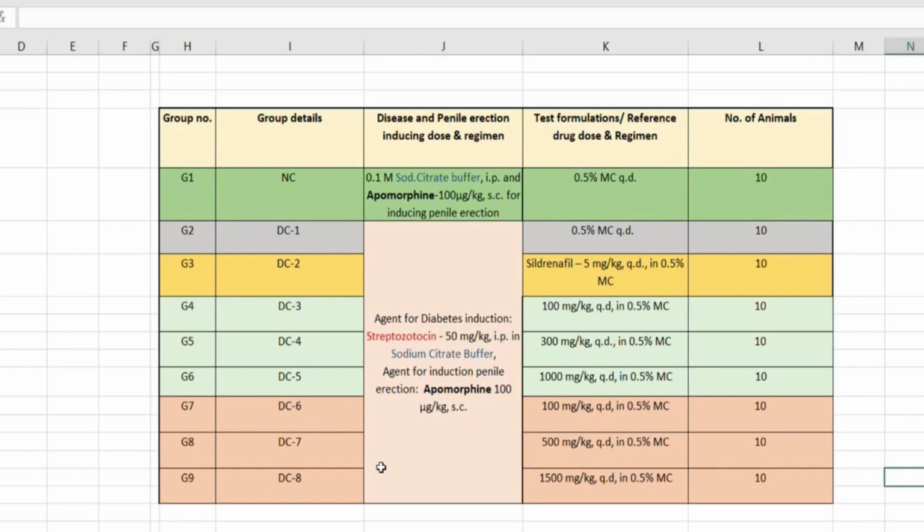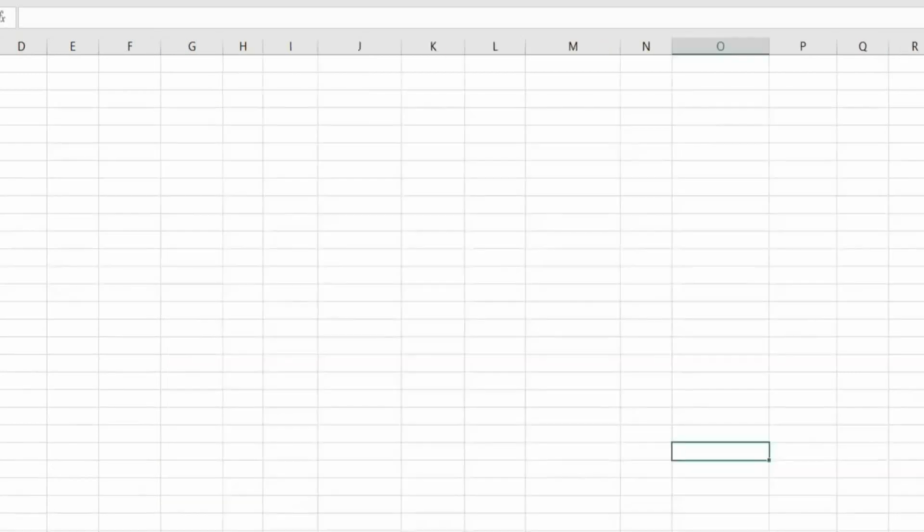Now, after allocation of the animals into the groups, our first task is to induce diabetes in all animals excluding the normal control. So after that, we have to plan and schedule what time we have and what activities we have to do.